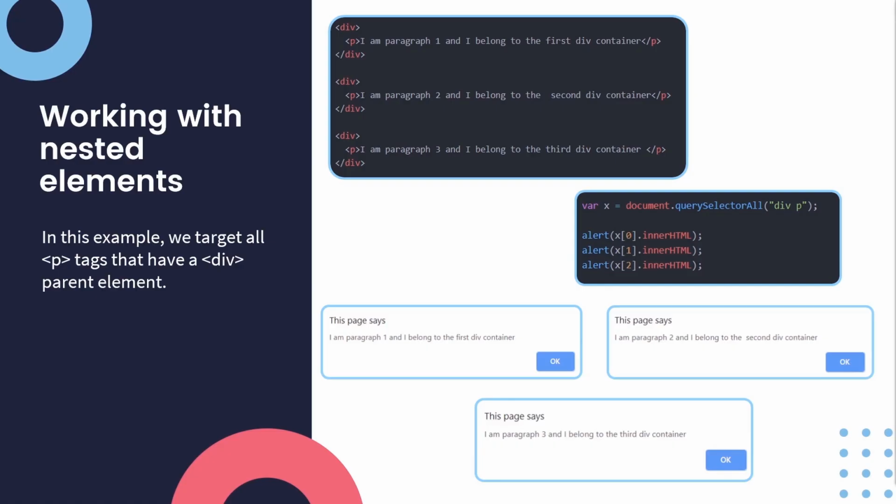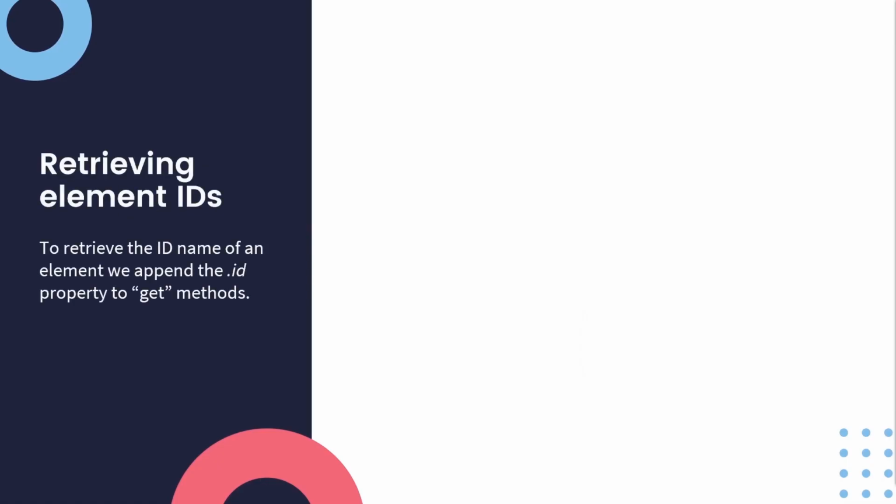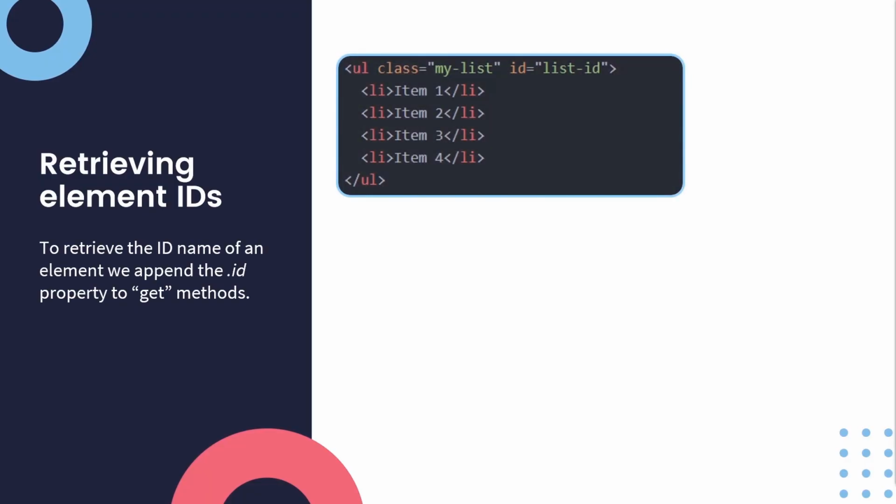Now, as you can see, there is just so much that we can do with JavaScript. We could even take it a step further and retrieve the IDs of the elements that we create in our HTML document. To do this, we simply just append the .id property to get methods. Let's see an example in action. And in our code snippet here, we've pretty much got a very similar example to the previous one where we have an unordered list with 4 list items.